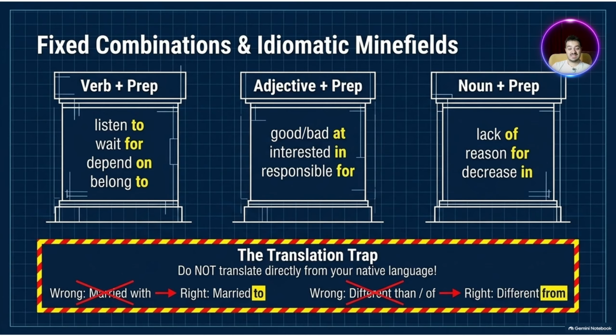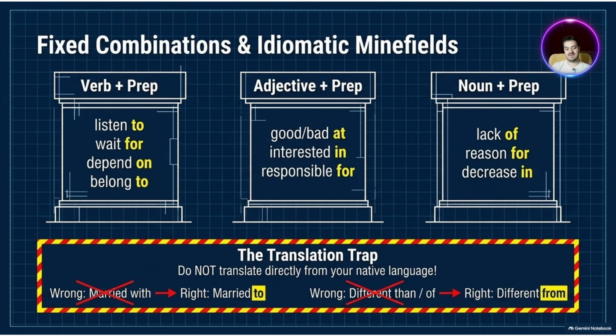Now, to be interested in something or to be responsible for something, these things never change and these are fixed as well. I suggest you use AI or any language model just to make sure if certain prepositions are possible for you to use with certain adjectives. For example, you may have lack of sugar in your blood system, or you may not have a reason for treating other people badly, or we have been experiencing a decrease in the price of gas lately.